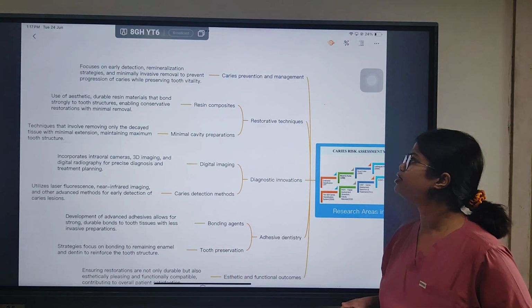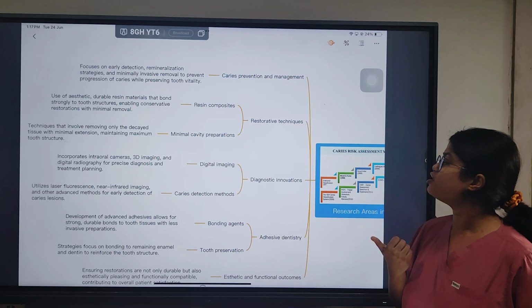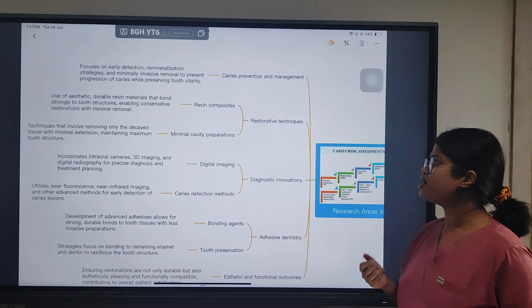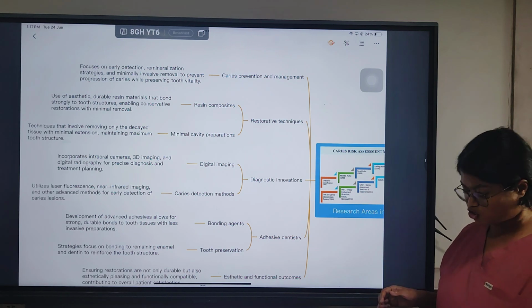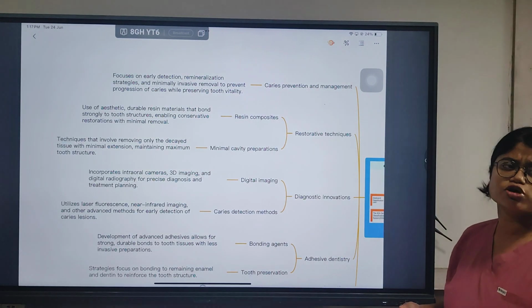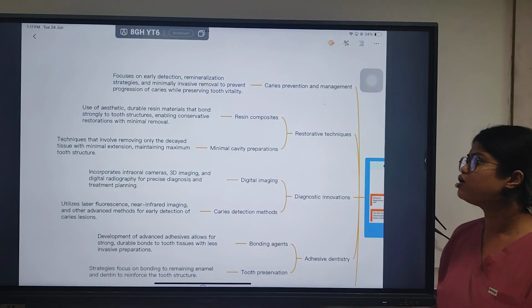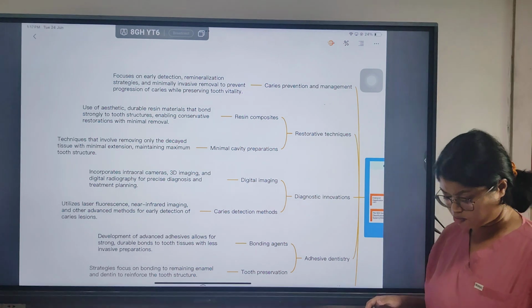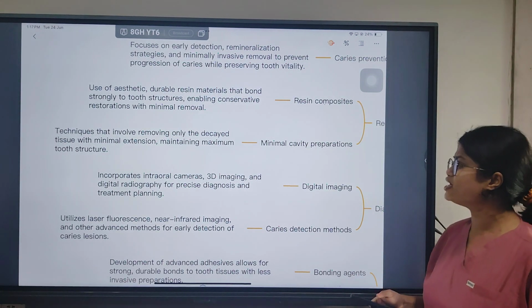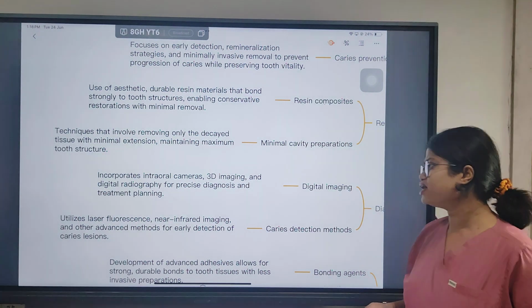So first, coming to the restorative techniques, it has two branches: the development of resin composites and minimal cavity preparations. When it comes to resin composites, they use aesthetic, durable resin materials that bond strongly to the tooth structure, enabling conservative restorations with minimal removal. Minimal cavity preparations aim to remove only the decayed tissue with minimal extension, retaining the maximum tooth structure.